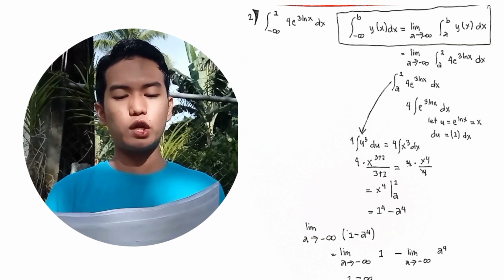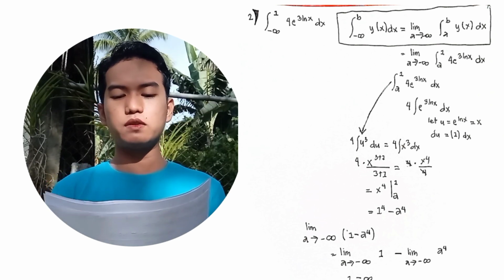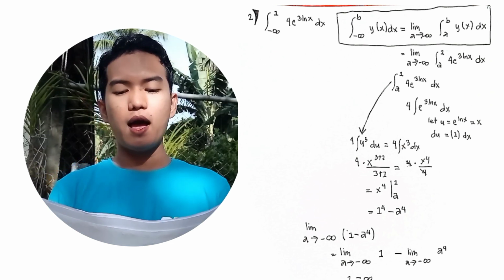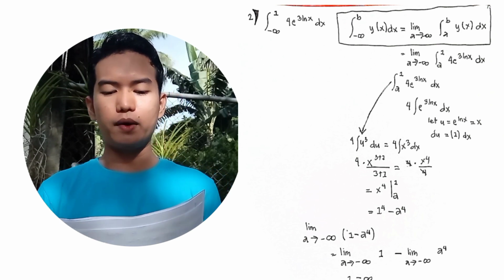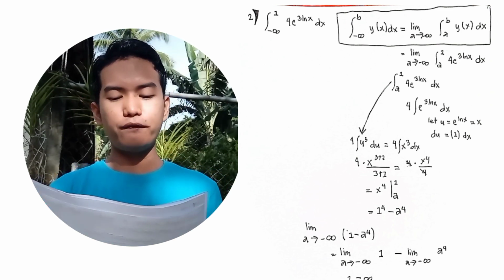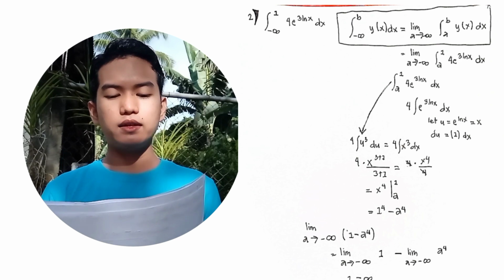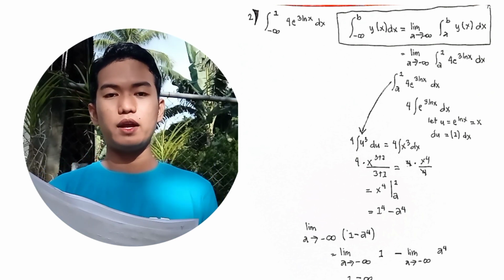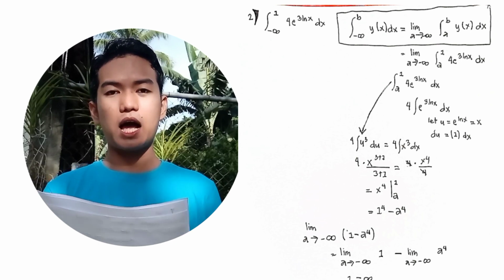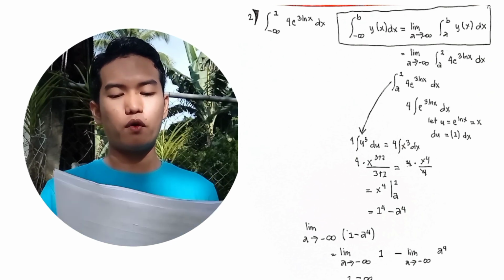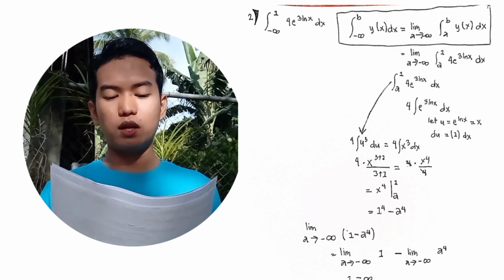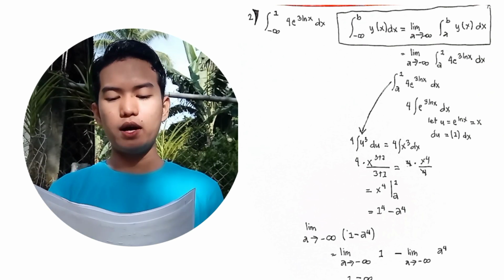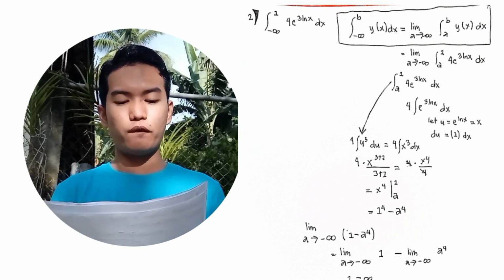3 plus 1 over 3 plus 1 is equal to 4 times x to the 4 over 4, and we cancel out the 4. We are now left with x to the 4. So we have to evaluate the lower limit and the upper limit of x to the power of 4. That is equal to 1 to the power of 4 minus a to the power of 4.